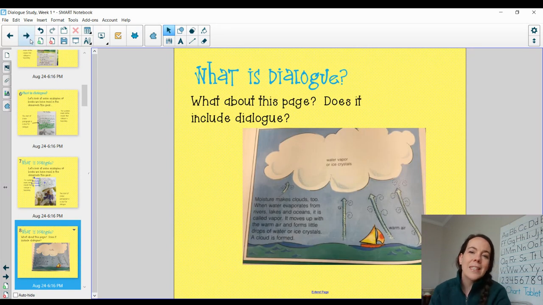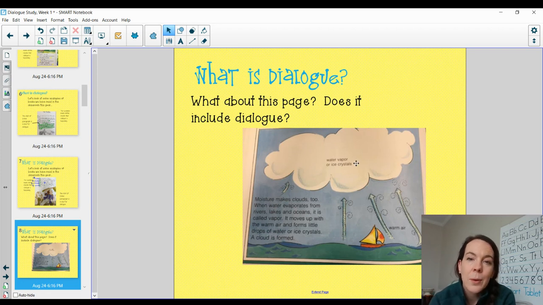Next question, let's take a look at this page. It says, what about this page? Does this page include dialogue? So I'm going to go ahead and start down here. I'm going to read what it says here and then read the bottom part for you. And I want you to think about, does this one include dialogue?